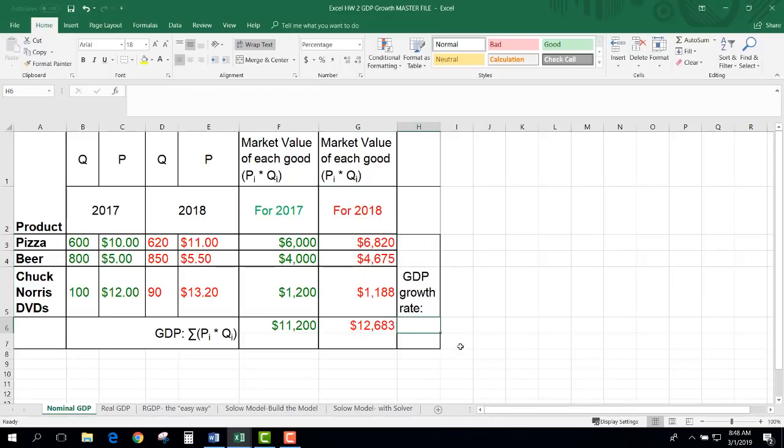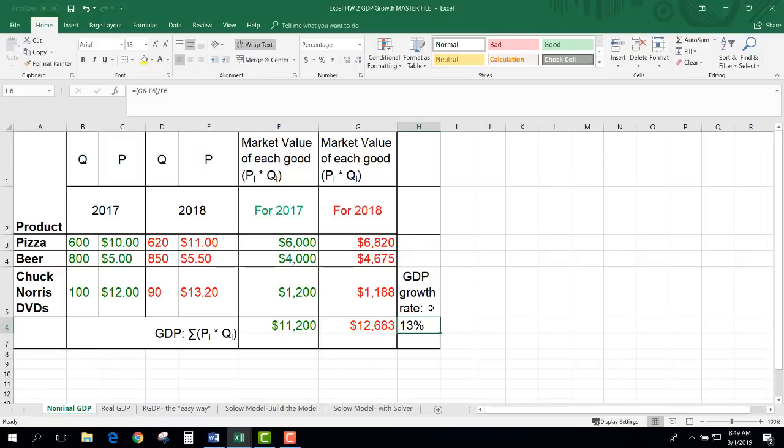And now I want to calculate the growth rate. Remember, that's x2, the second value, minus x1, the first value, in parentheses, divided by the first value, x1. So what that's going to look like in Excel is this: the second value minus the first value divided by the first value. So it's basically the difference in the two, in this case an increase of about $1,400, divided by the starting point, which is $11,200. And that's already formatted for percent. So we've got about 13% nominal GDP growth rate.